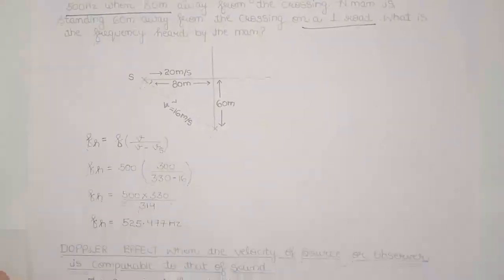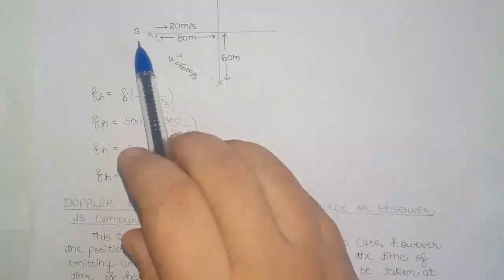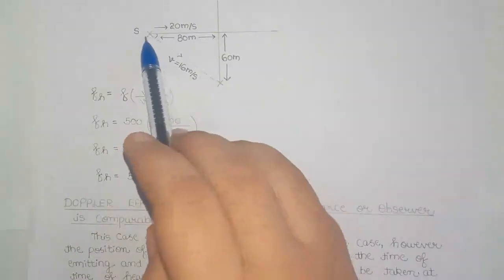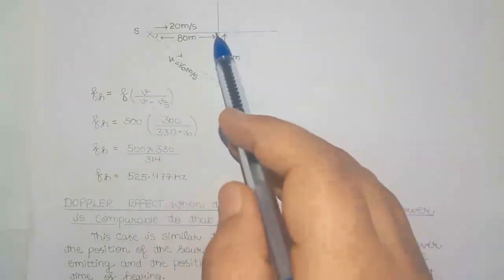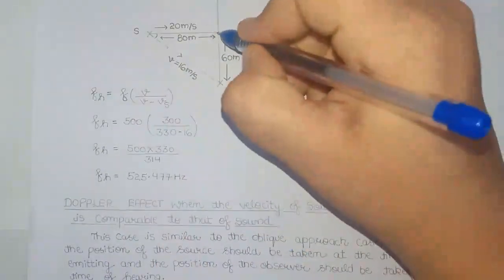Let us draw the diagram so the situation is clear. This is the car, or we can say it is the source. It is moving in this direction with speed 20 meters per second. When it is at a distance of 80 meters from the crossing, this point is the crossing.